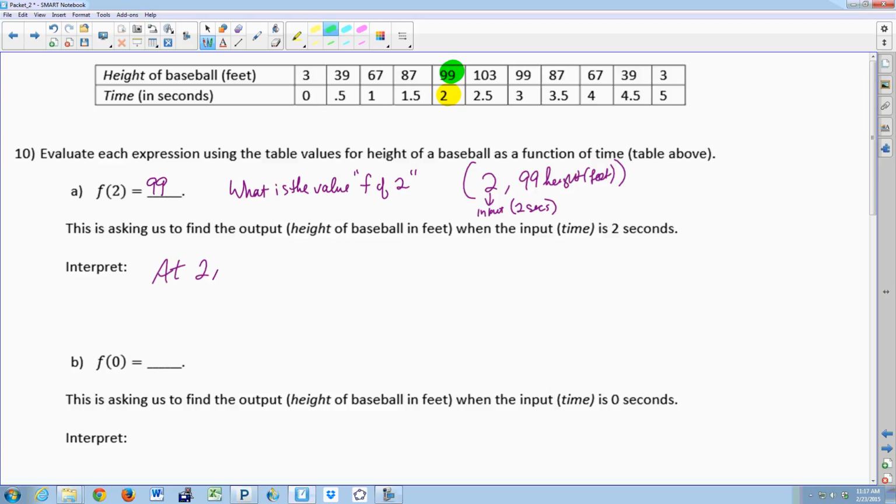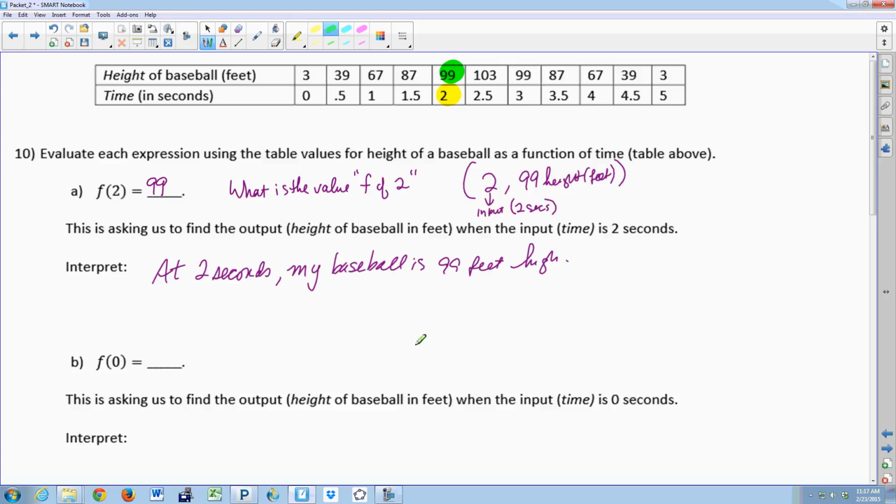At 2 seconds, my baseball is 99 feet high. Boom. Very simple. Any questions on that at all?